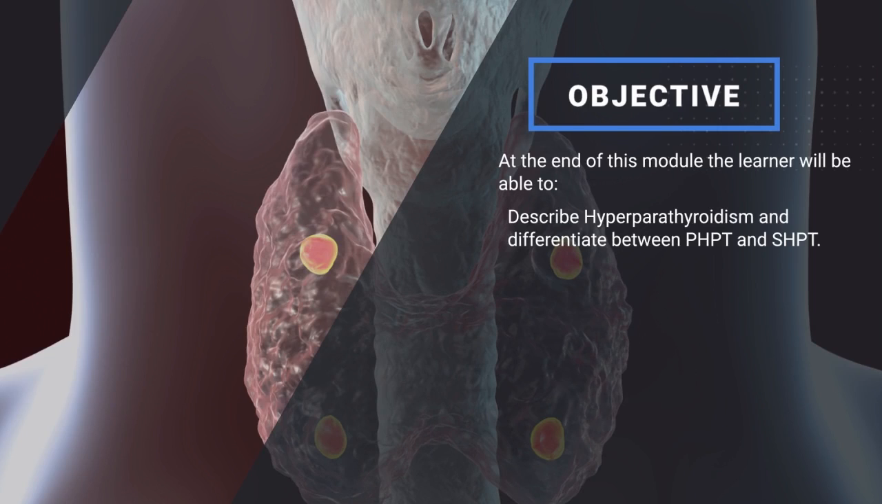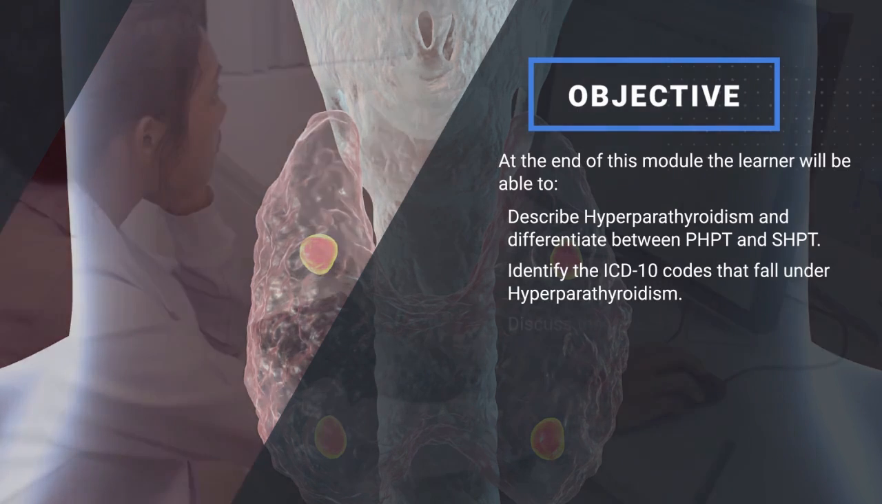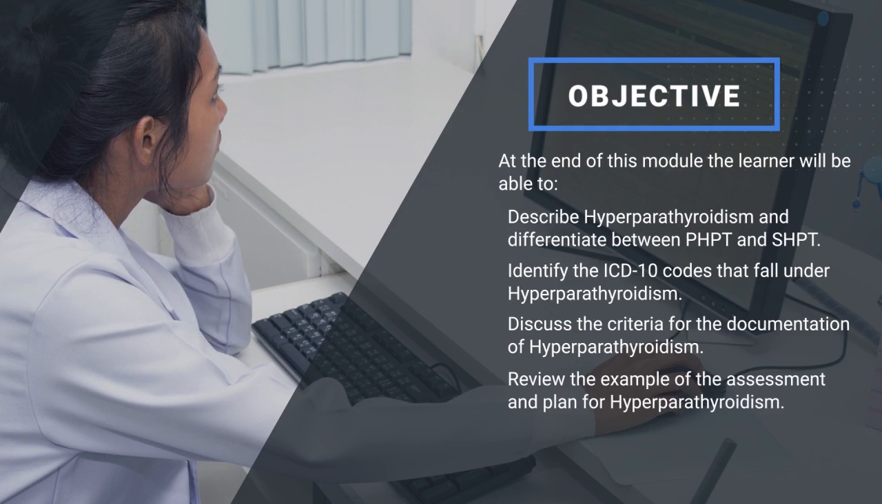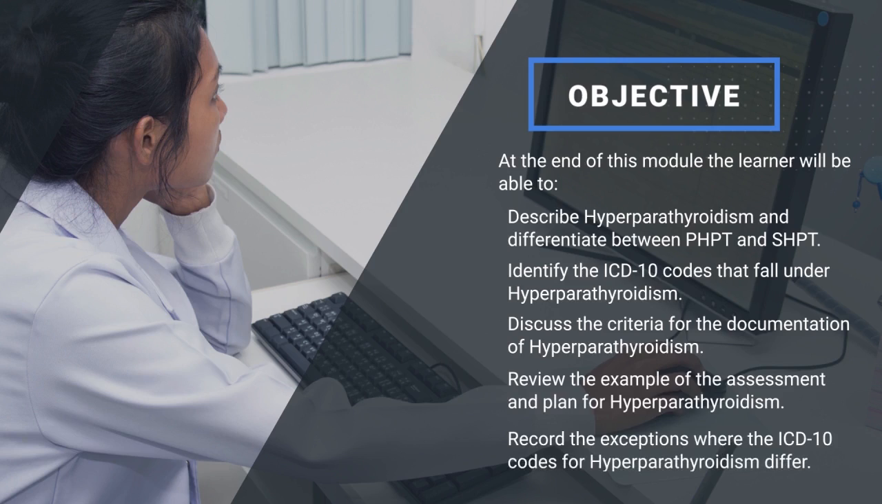At the end of this module, the learner will be able to describe hyperparathyroidism and differentiate between PHPT and SHPT. Identify the ICD-10 codes that fall under hyperparathyroidism. Discuss the criteria for the documentation of hyperparathyroidism. Review the example of the assessment and plan for hyperparathyroidism. Record the exceptions where the ICD-10 codes for hyperparathyroidism differ.